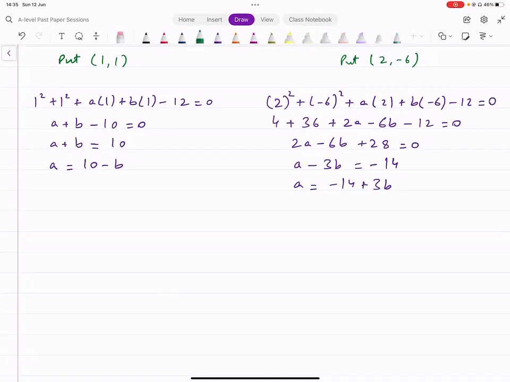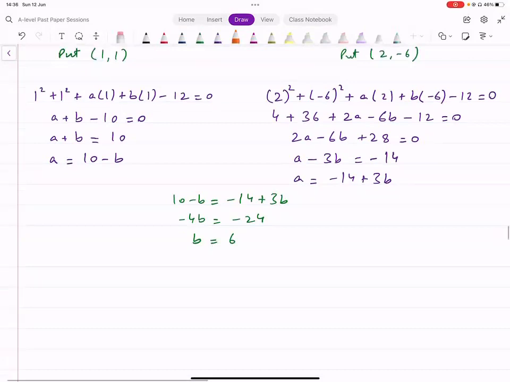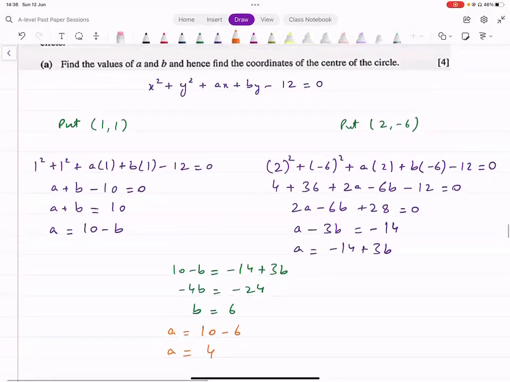What we can do is equate both of them, and that gives us 10 minus b equals minus 14 plus 3b. And that is going to be minus 4b equals minus 24, and b equals 6 from this. So once we have the value of b, we can input that in the first equation there and find the corresponding value of a as well. A is going to be 10 minus 6, which is 4. Okay, so you got the values of a and b now. Now that's one thing that we had to do here.